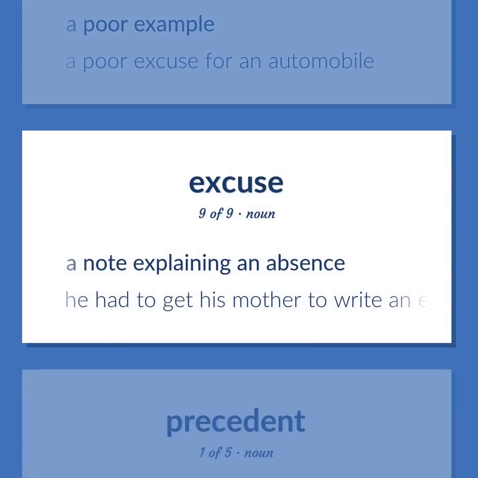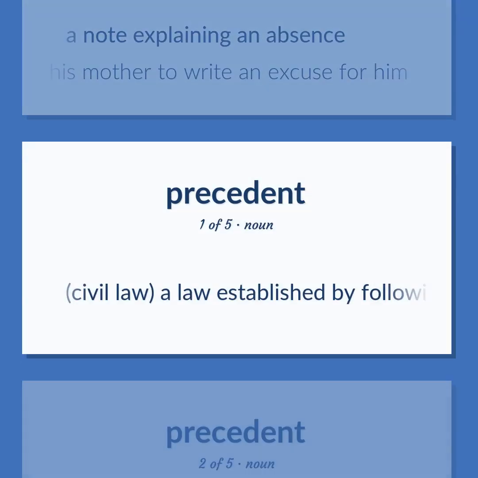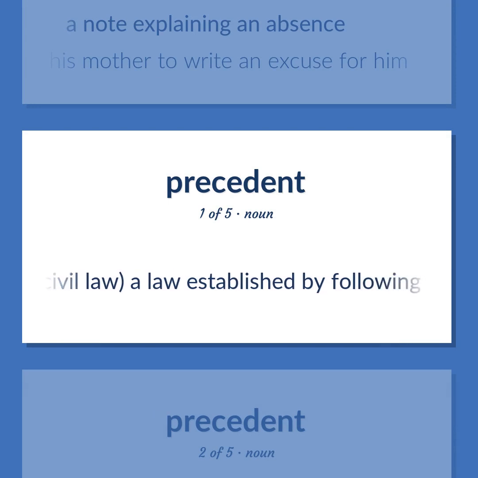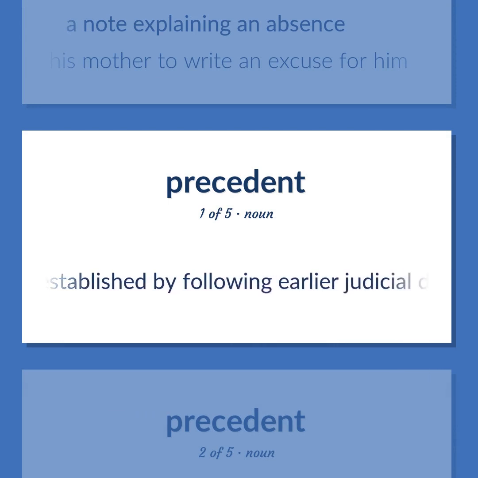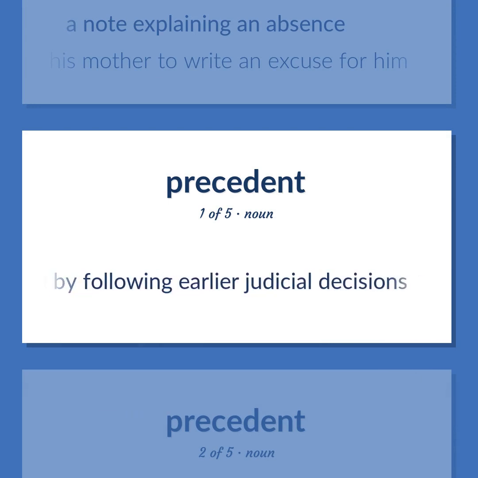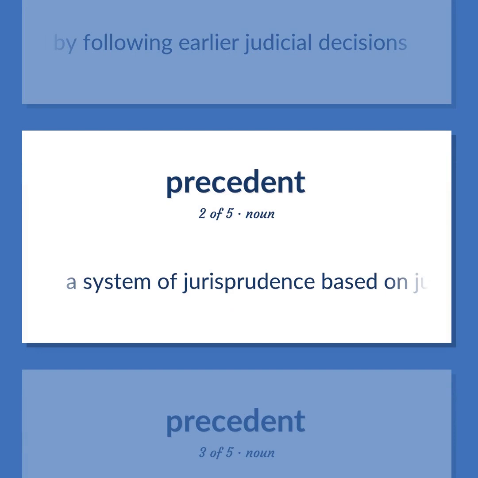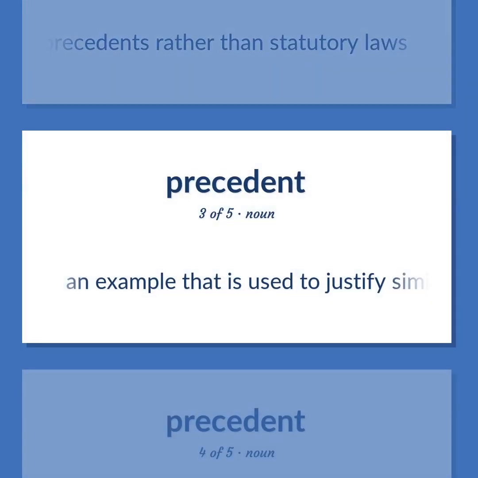A note explaining an absence. He had to get his mother to write an excuse for him. Civil law. A law established by following earlier judicial decisions. A system of jurisprudence based on judicial precedents rather than statutory laws. An example that is used to justify similar occurrences at a later time.